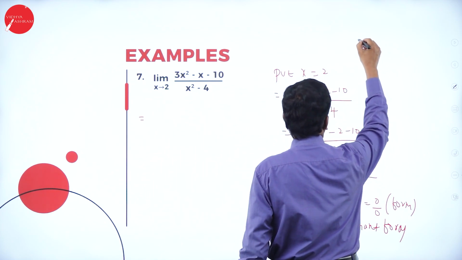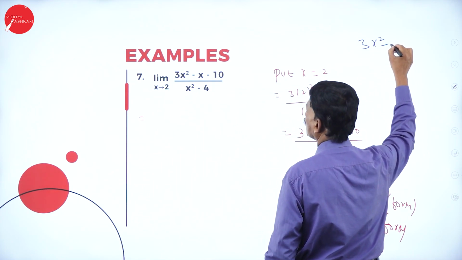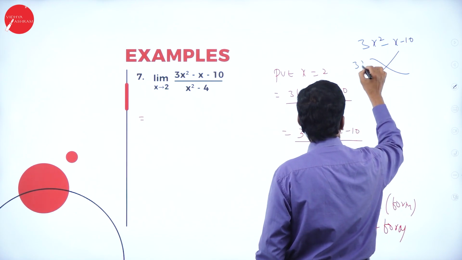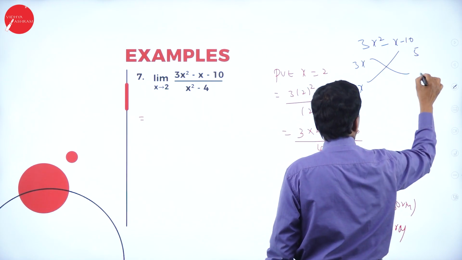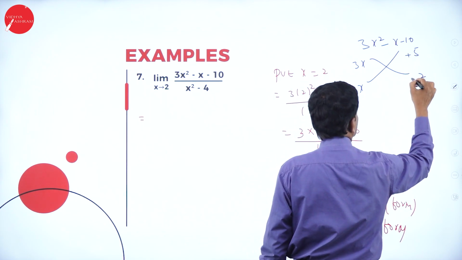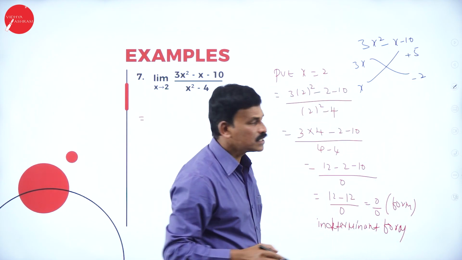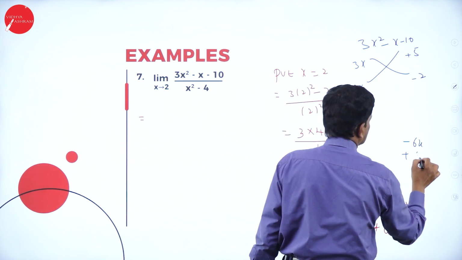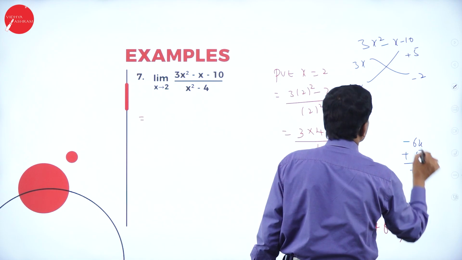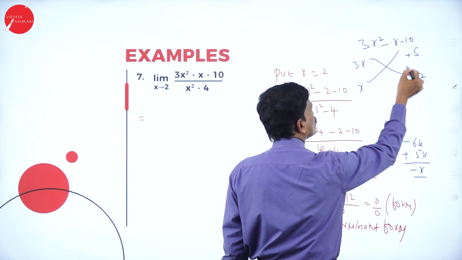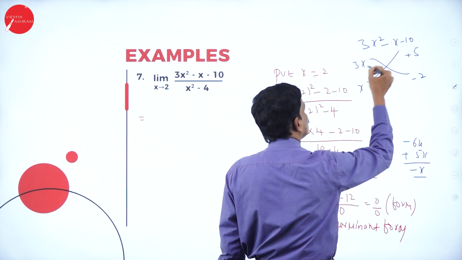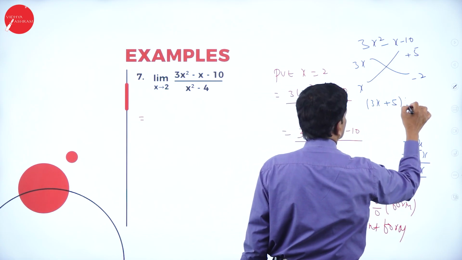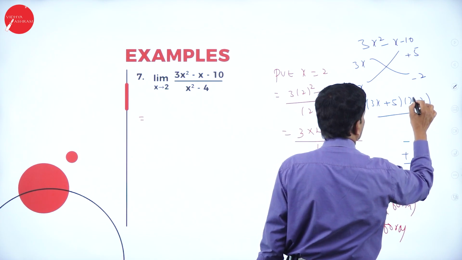The numerator is 3x square minus x minus 10. Factorize this by cross multiplying. 3x into x, this is 5 into 2. So you can put plus and minus here. 3 into 2 is minus 6x. Again plus 5 into x is 5x. If you subtract, you will get minus x, the middle term. So plus into minus is minus. 5 2s are 10, 3x into x is 3x square. The factors are 3x plus 5 into x minus 2.